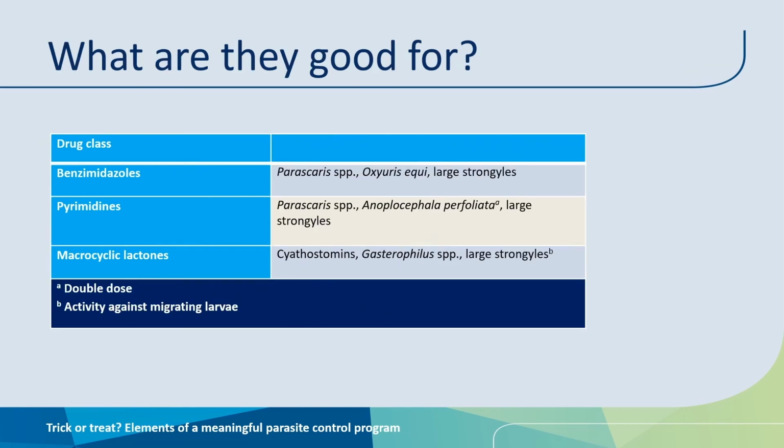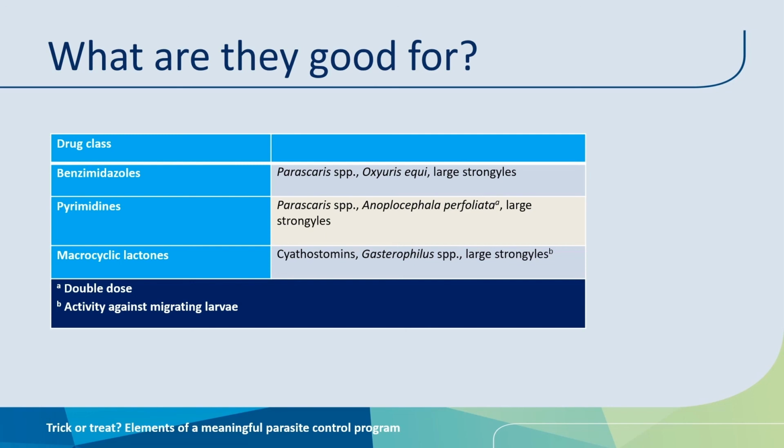So we could turn this around and say, so what can we say that each of these drug classes are still good for as far as we know? And that's summarized on this slide. So the benzimidazole drug class, we can count on them being effective against ascarids, against pinworm, Oxyuris equi, and large strongyles. Pyrimidines, i.e. pyrantel products, morantel products in Australia. Again, ascarids, only a few cases of resistance have ever been reported. In double dose, we have efficacy of pyrantel pamoate against tapeworm, Anoplocephala perfoliata, and again, large strongyles.